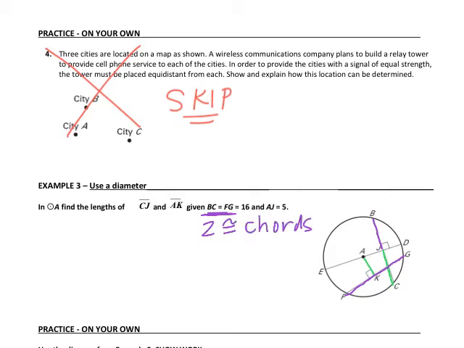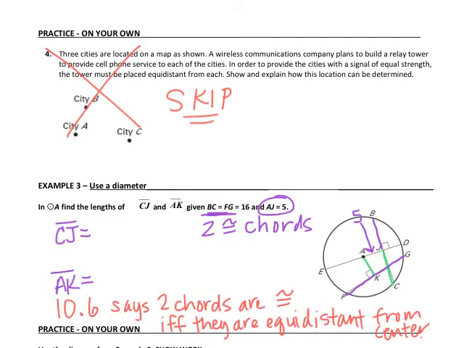And we also know that the segment between A and J is 5. Okay, so it tells us that right here. Now we have to find the length of CJ and we have to find the length of AK. I'd like to start off by solving for segment AK.